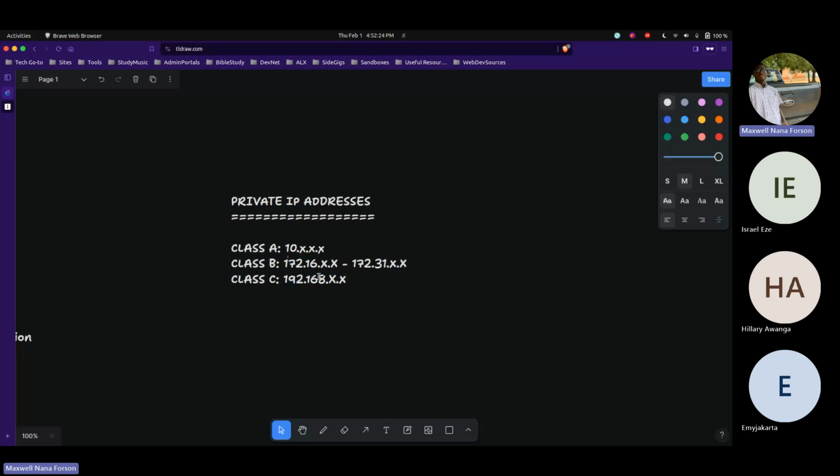Okay, so if I have something like 192.169, it is a public IP address. Okay, so everything not within this range is not a private IP address.